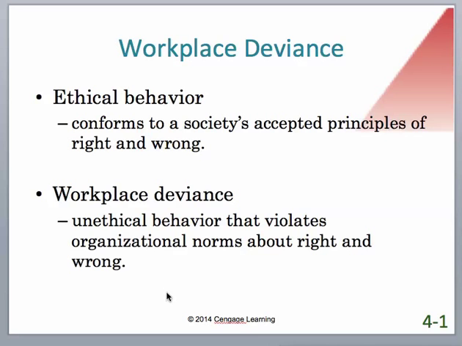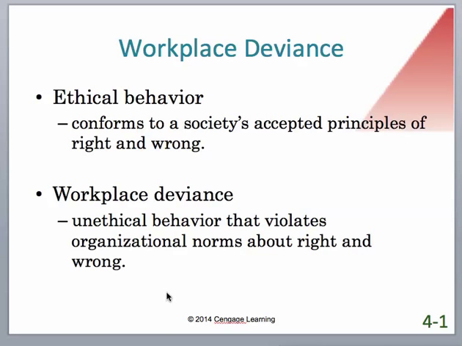Does that mean we have ethical absolutes or no ethical absolutes? That's a very good debate, and one that, of course, we can't have through this lecture, but definitely something to think about. A second definition giving us foundation for this chapter is based on the concept of workplace deviance.